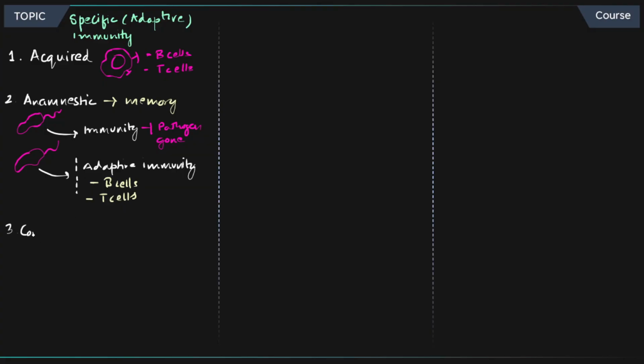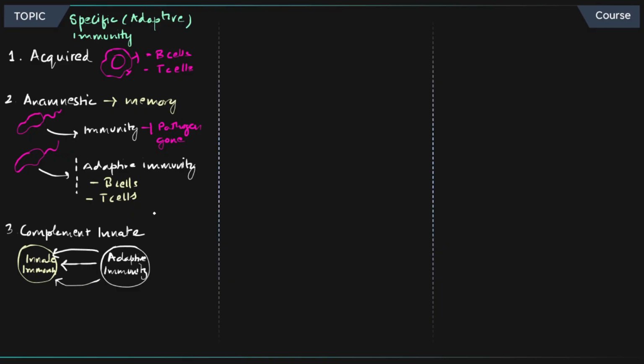The third point is that they complement the innate system. Adaptive immunity actually strengthens our innate immunity. Innate immunity has a direct link with adaptive immunity, and adaptive immunity will strengthen innate immunity, and innate immunity also strengthens adaptive immunity, right? So they complement each other. The fourth one is cooperation. Adaptive immunity and innate immunity work together.